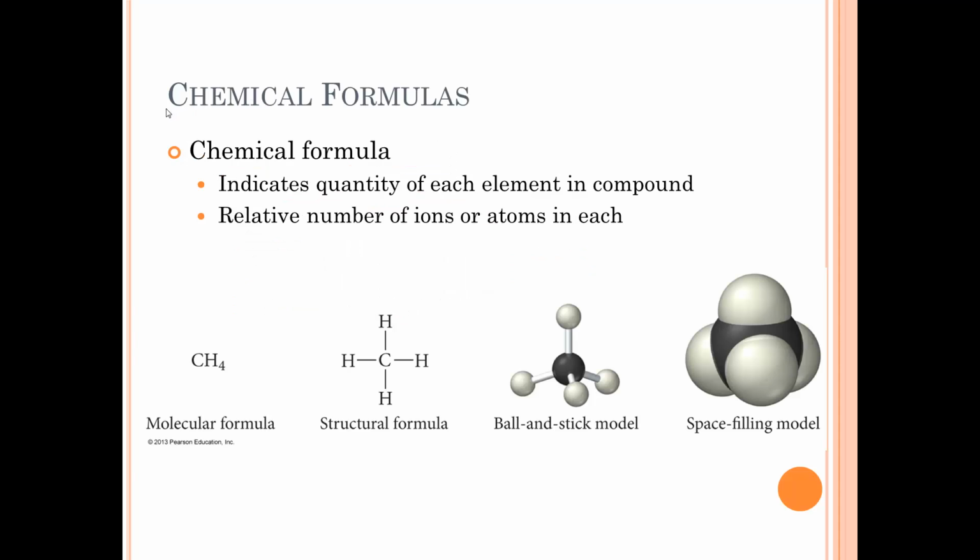Let's talk about now how we're going to represent these through chemical formulas. Chemical formulas indicate the quantity of each element of the compound and the relative number of ions or atoms in each. For instance, here we have carbon and 4 hydrogen. Here it tells us the same thing, but it looks different.